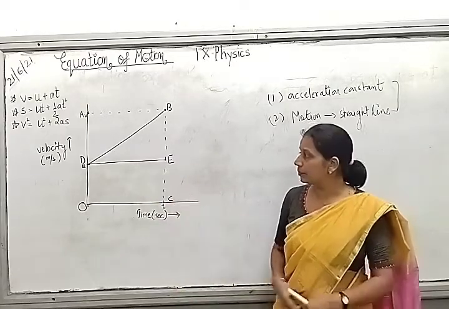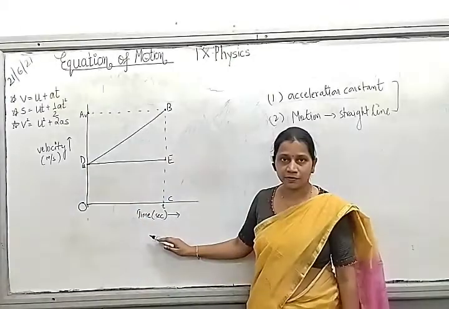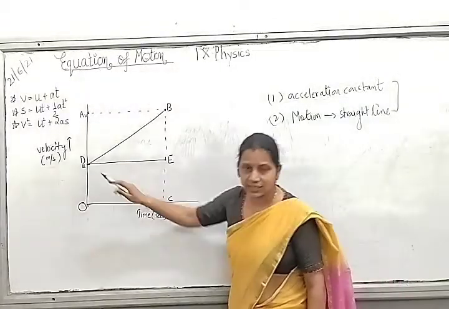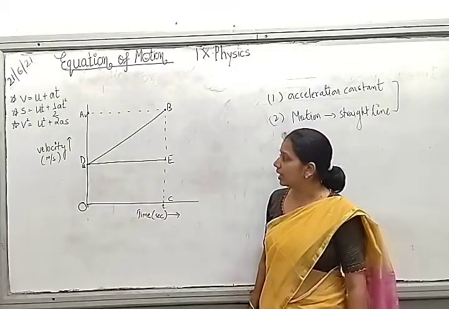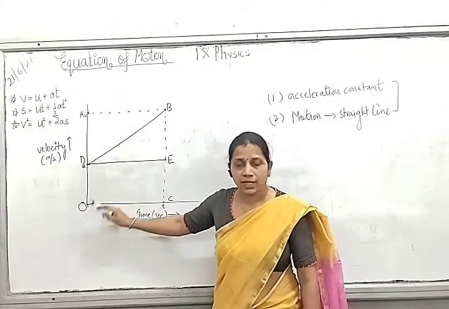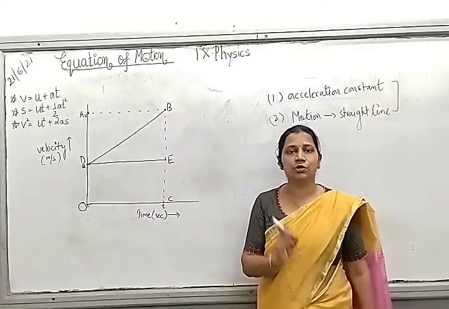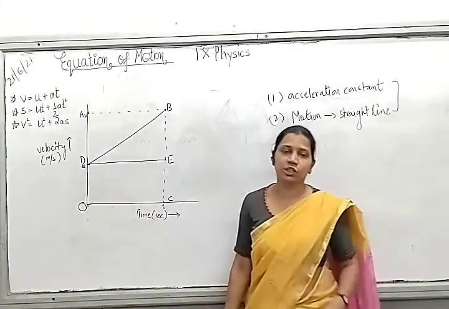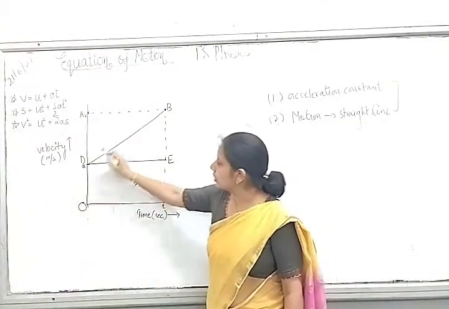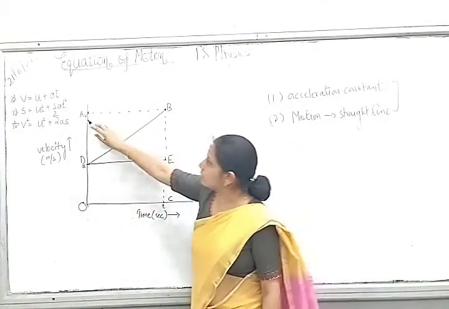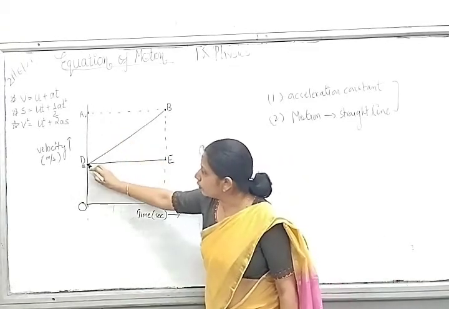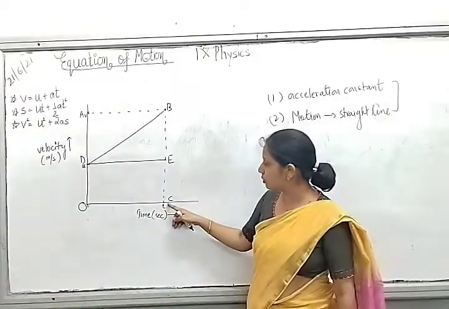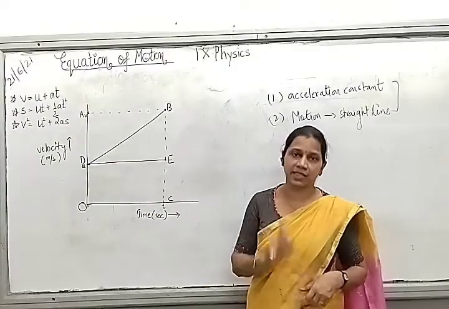So if you see here, this is the velocity-time graph, with velocity on the y-axis and time on the x-axis. And this is your origin. Your object is initially having some velocity u, so it is starting not from 0 but from u. u is the initial velocity. Then it moves from point D to point B, where its velocity becomes v, and going from D to B, the object takes t seconds. So from 0 to this point C, this OC is nothing but t seconds.